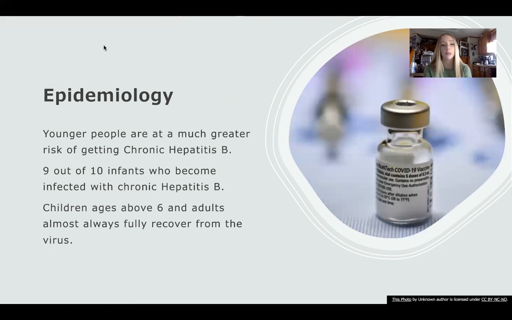All right, so epidemiology, like I said, younger people are at much greater risk of getting chronic hepatitis B. They don't have as good of an immune system as an older man or woman. They need the extra help. And it's estimated that 9 out of 10 infants who become infected develop chronic hepatitis B. So it is very important for pregnant mothers to be aware and know whether they are infected or not so that they can get their child the help that they need before it becomes too late.